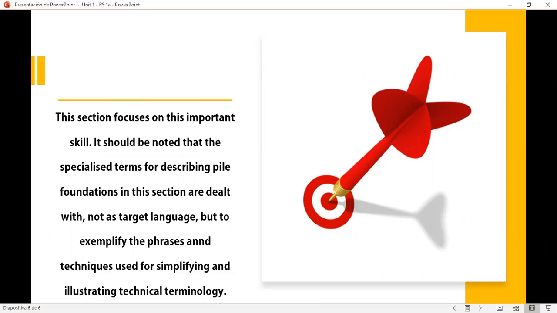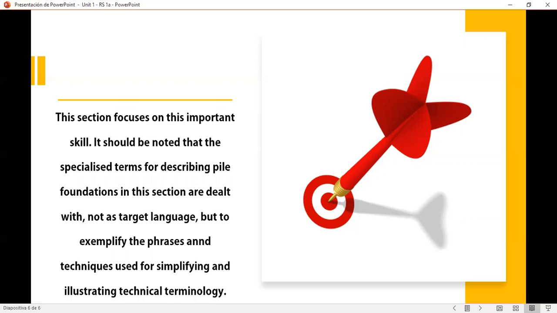And of course, as a note, you should note that the specialized terms that we are going to read, work, and write in this section are not target language. That means this is not vocabulary that you need to learn. It's just to exemplify the phrases, that means to give the professional sense to the phrases and techniques used for simplifying and illustrating technical terminology.